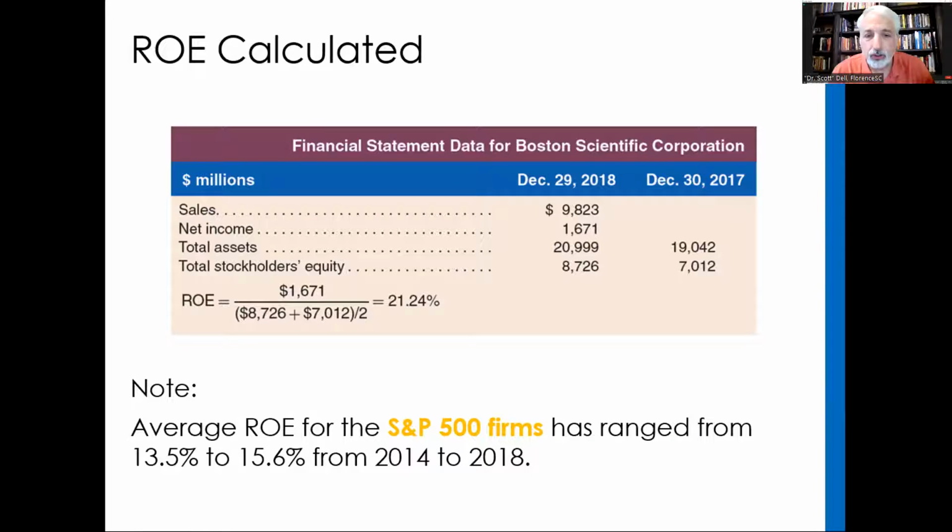Now, the average return on equity for a 4-year period, 2014 to 2018, was 13.5 to 15.6%, averaging all of the Standard & Poor's S&P 500 together. So that gives you an indicator. And again, these numbers are all relative.